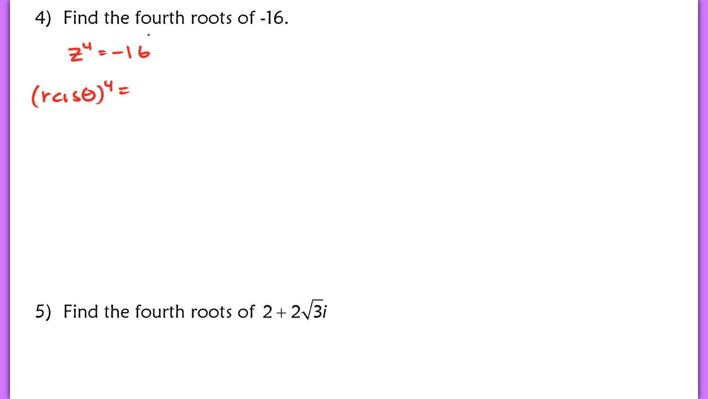Then on the right-hand side, we need to rewrite negative 16 in terms of its cis notation. So let's find r sub 0 and theta sub 0. r sub 0 is going to be found by taking the square root of negative 16 squared, so it'll end up being positive, plus 0 squared. So we end up with 16, because this is really negative 16 plus 0i.